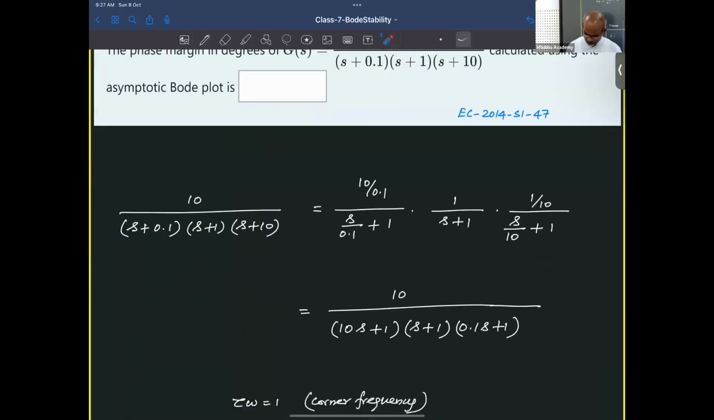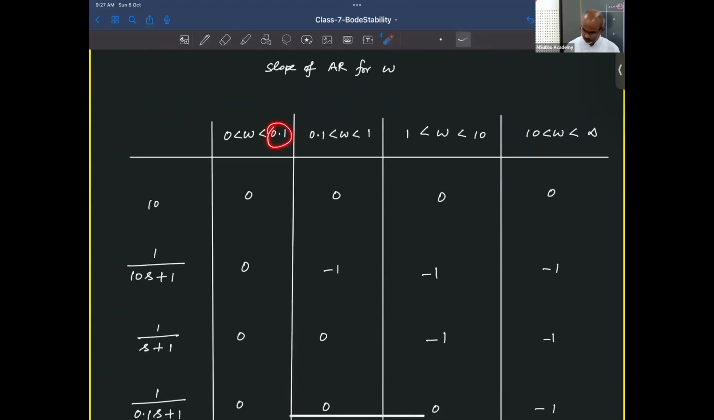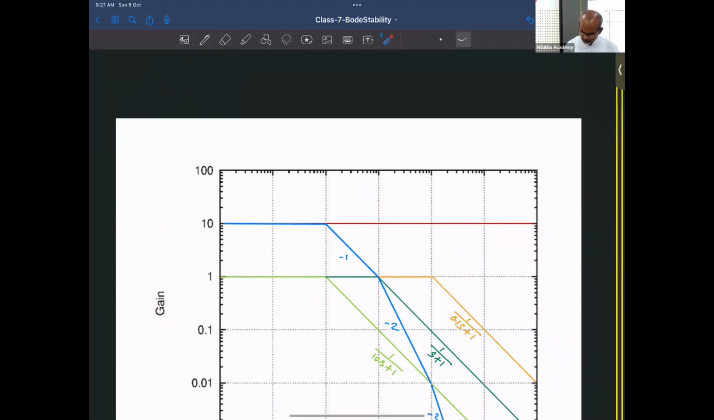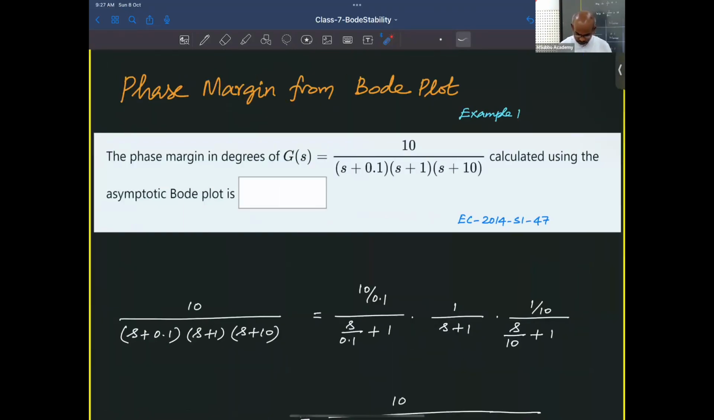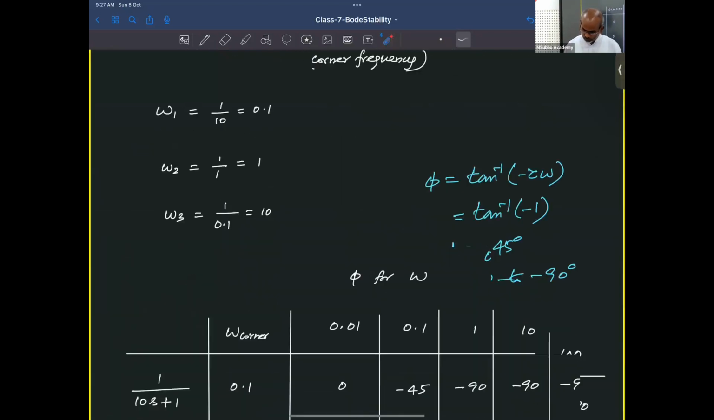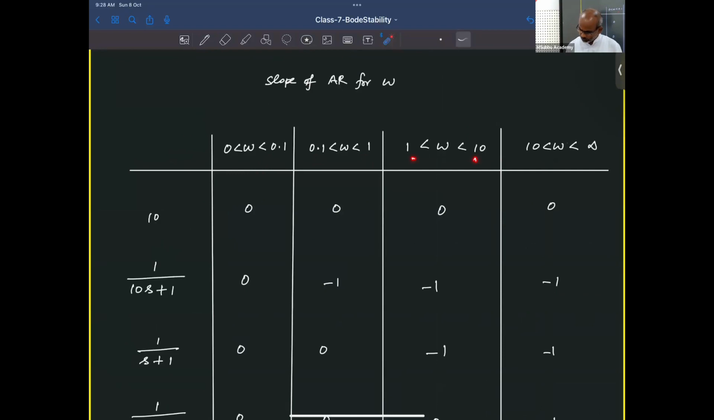For that we'll make one more table. Till a value of 0.1, this is going to have a slope of 0. In that way, we are writing for the ranges of frequencies: 0 to 0.1, 0.1 to 1, 1 to 10, and 10 and beyond. Because at a value of 1 we have another corner frequency, and at 10 also we have a corner frequency. After that we have nothing else. So for 10, of course, it is a horizontal line. The slope is simply 0.